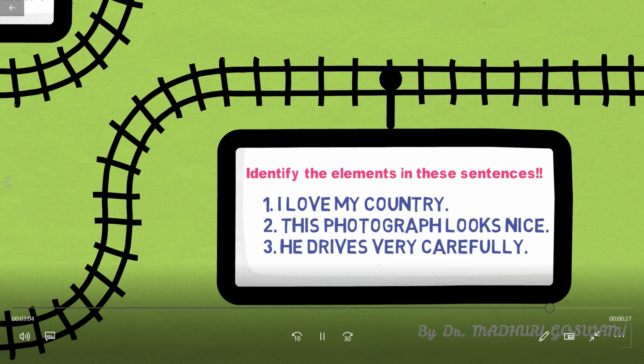In the first sentence, the word I is the subject. Next, love is the verb and my country is the object. In the second sentence, this photograph is the subject. Looks is the verb. Nice is the complement. In the third sentence, he is the subject. Drives is the verb. Very carefully is the adverbial phrase.